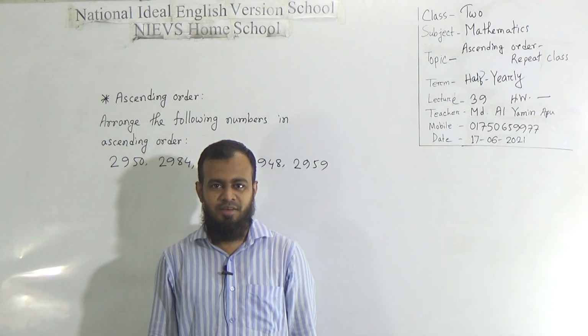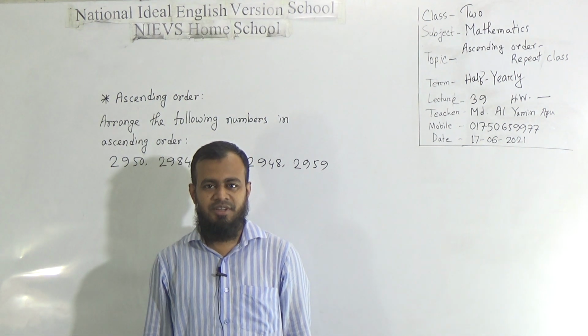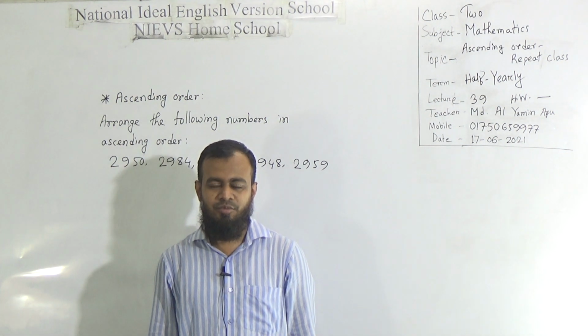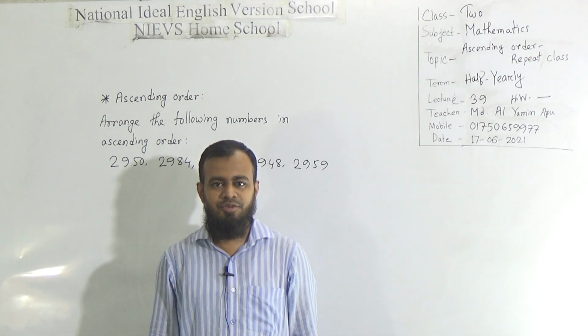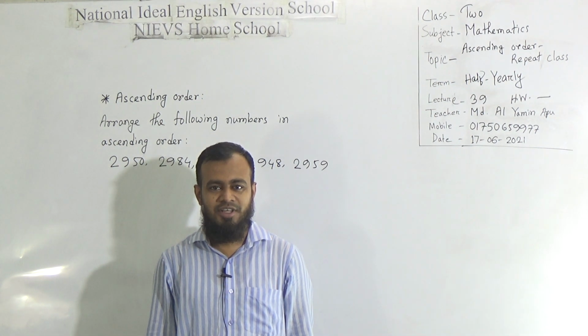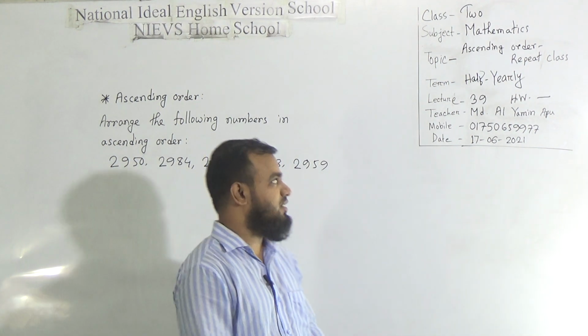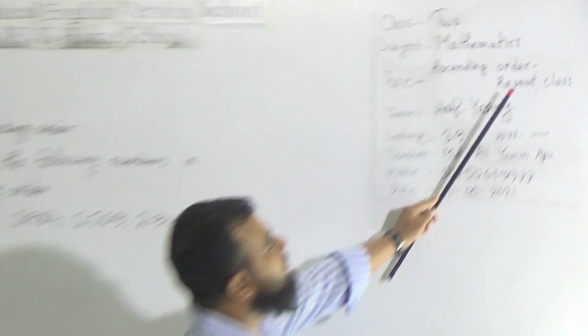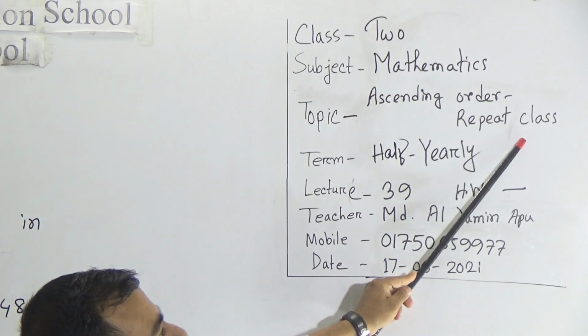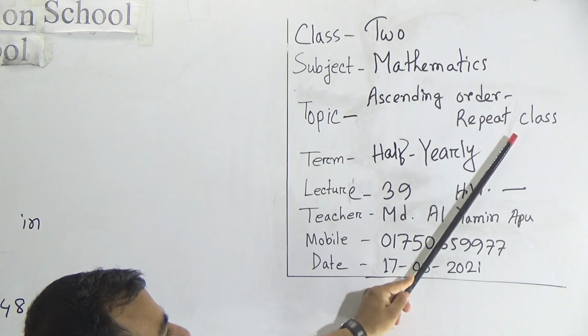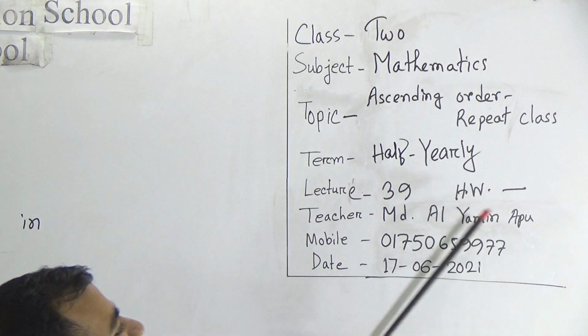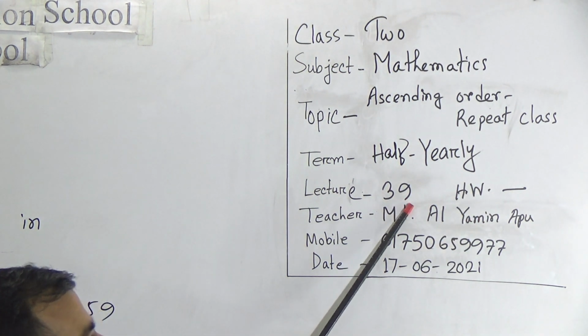I am Muhammad Al Yamin Apu, an assistant teacher of mathematics, National Ideal English Version School morning shift. Dear students, I am going to take a math class today for the students of class 2. Today's topic is ascending order, a repeat class. As this is a repeat class, you have no homework today. Your lecture number is 39 for the half yearly examination.